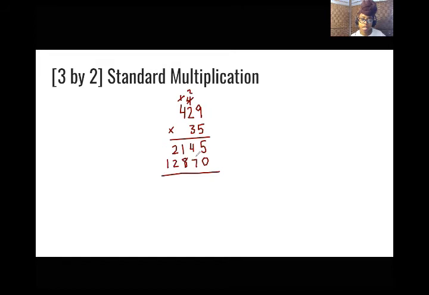5 plus 0 is 5. 4 plus 7 is 11. Carry the 1. 8 plus 1 is 9. Plus 1 is 10. 4 plus 4, 2 plus 2 is 4. Plus 1 is 5. And bring down the 1. And after 3 digits in a number, we put a comma. So 15,015. That is our answer.